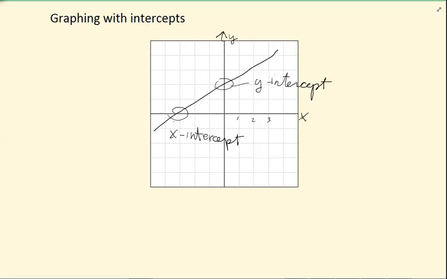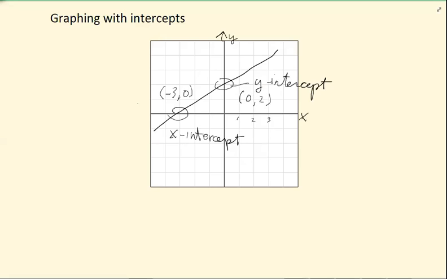Now, sometimes we refer to the actual number. In this case, if that ordered pair were, say, negative 3, 0, then we could refer to the negative 3 as the x-intercept or the ordered pair as the x-intercept. The y-intercept, in this case, looks like the ordered pair 0, 2, and you can test yourself on this. Sometimes we call the 2 the y-intercept. Sometimes we call the whole ordered pair the y-intercept. You've got to be comfortable using both forms.